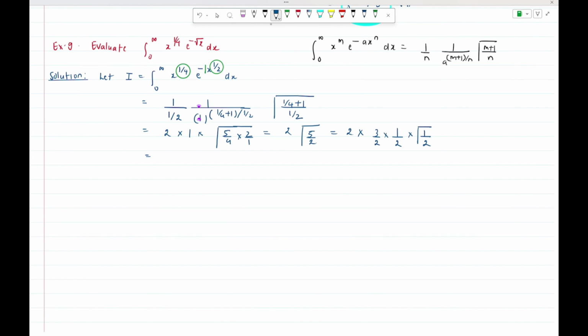So you can see that we can get away with 1, 2. So this is 3 by 2. And then gamma of half is root of pi. So that's the answer for example number 9. Now let's take a slightly difficult problem.